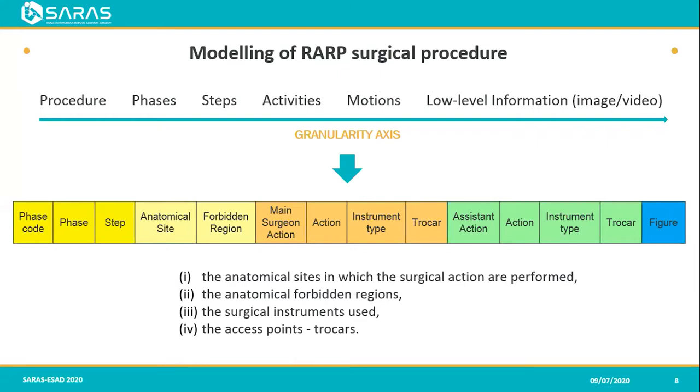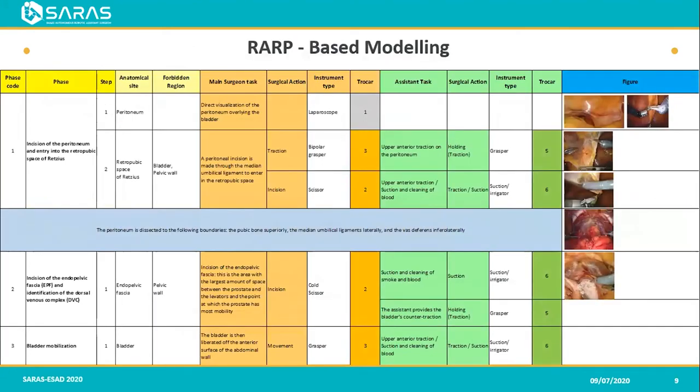The activity is defined as a physical task, and a motion can be considered a surgical task. For the last level of granularity, images or videos could be used for understanding the details of the RARP surgical procedure. To provide a comprehensive overview of the surgical process, we have added to the reference granularity levels also the following points: the anatomical site in which the surgical actions are performed, the anatomical forbidden regions, the surgical instruments used, and access points or trocars.